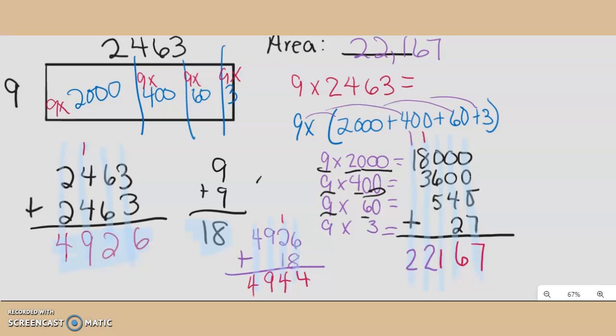So our perimeter will be 4,944. So our area is this guy. Our perimeter is this guy. All right, so that should be everything.